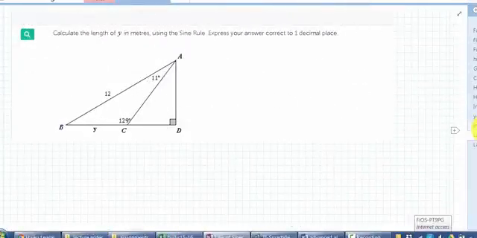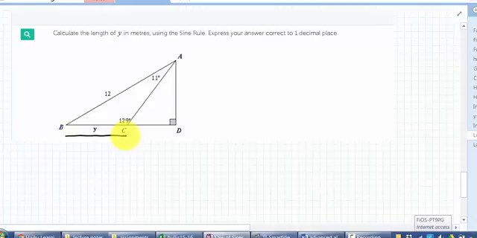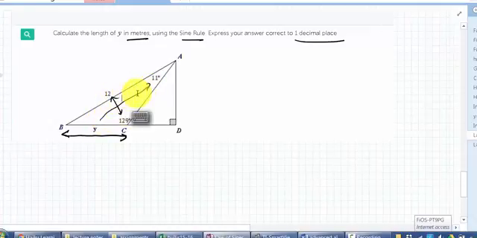Let's do one last problem. Okay, here's one last problem. Calculate the length of y. Now y is just BC, okay? In meters using the sine rule, the law of sines. Express your answer correct to 1 decimal place. Okay, what's going on here? y is the length. The opposite angle of y is right here. Oh, okay, I got everything again. I mean, this is really simple, right?